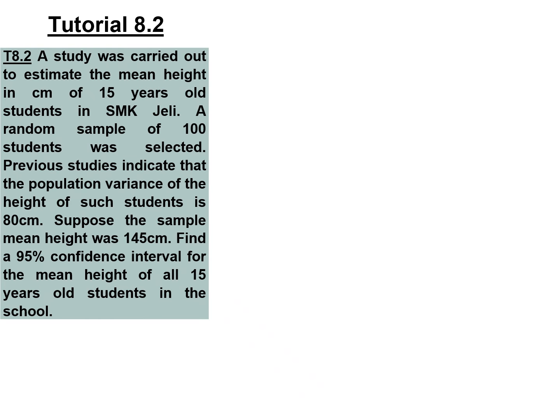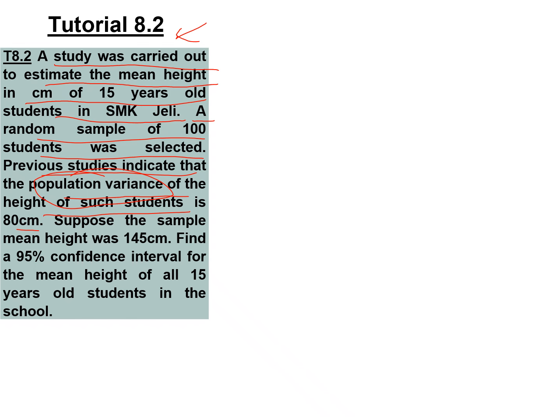Okay, tutorial 8.2. A study was carried out to find the mean height of 15 years old student in SMK Jeli, Sekolah Menengah Kebangsaan Jeli. A random sample of 100 students was selected. So we know that n equals to 100 now. Previous study says that the population variance of the height of student is 80 cm. Be careful. It's a tricky question because it doesn't say about the population standard deviation.